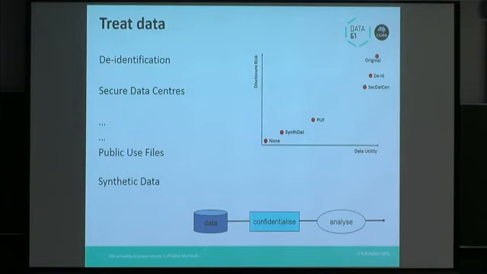Secure data centers, we've also heard about. You actually go to the center and you use pink paper so they can tell if you're taking anything away from what you're working on. So on the top two, you're working on pretty original data under strict conditions. With public use files and synthetic data, you've got heavily modified data and fewer controls. If you want to think about that as a paradigm, it's confidentialize, then analyze, and obviously your analysis, as we've been talking about, has to take into account the confidentialization processes.